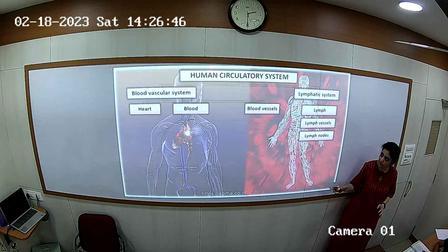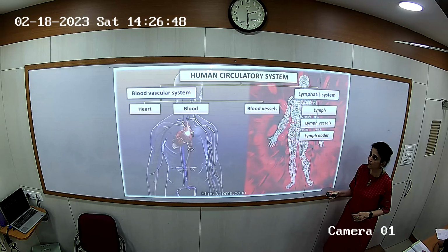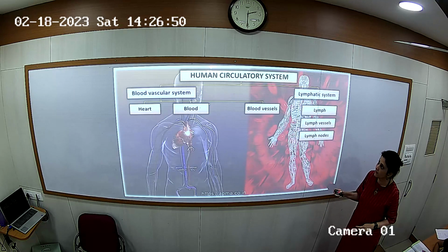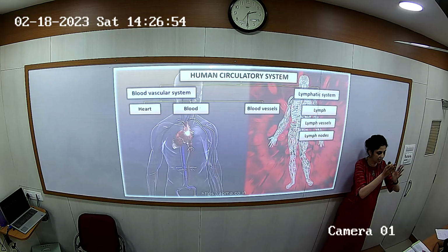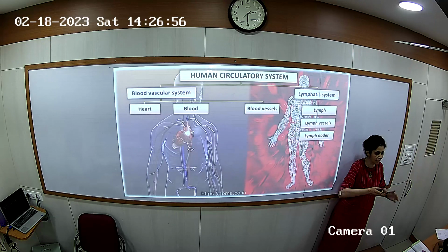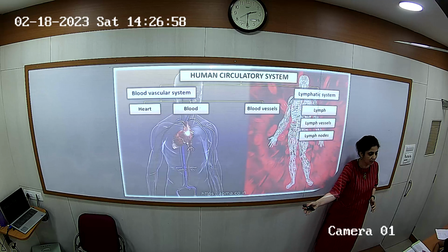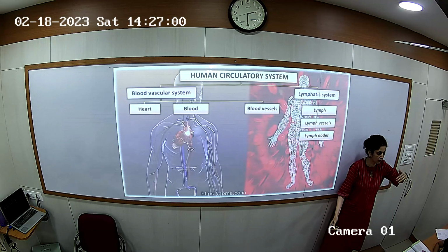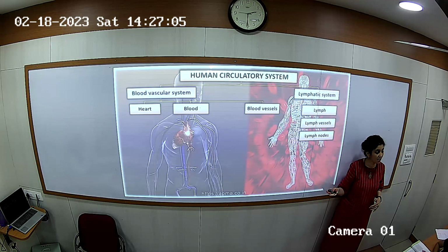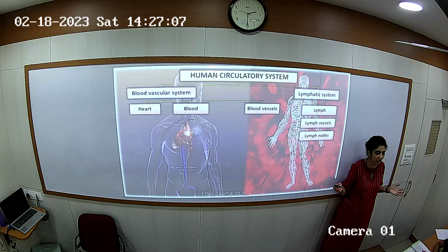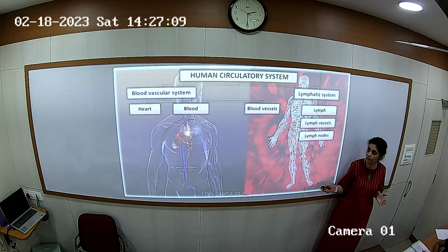Concentrate over here on the blood vascular system. We have the heart, we have the blood and the blood vessels. The blood vessels leave the heart. We just said arteries are the vessels which leave the heart and veins are the vessels which come to the heart. Okay? And blood is the fluid, the transporting medium.